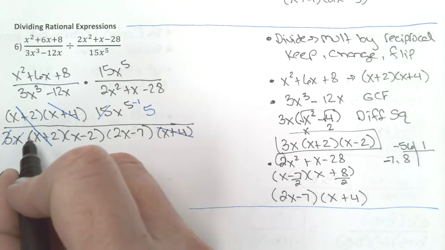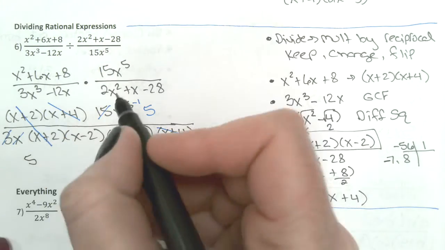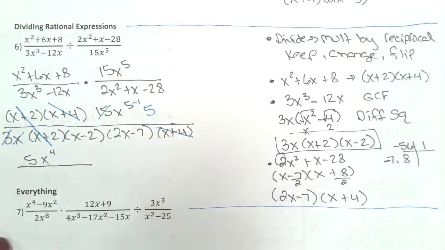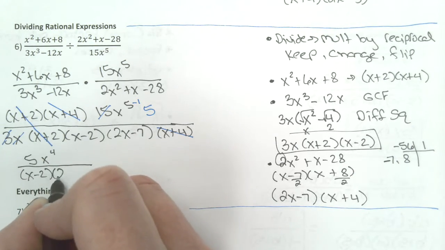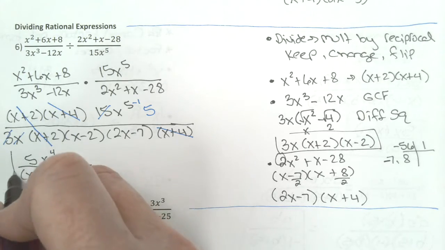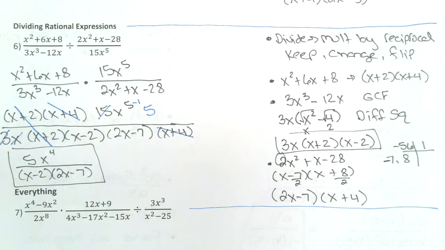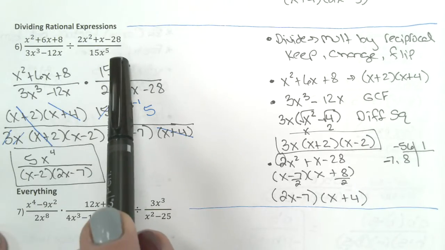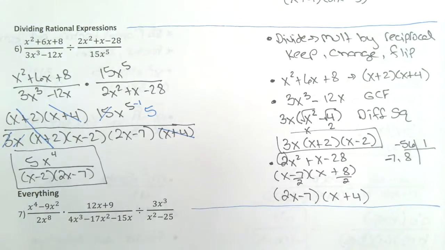All right, so let's clean this up. In the numerator, what is left? That 5, and then x to the 4th. And then on bottom, I have an x minus 2 and the 2x minus 7 that's left. That is how we divide rational expressions. We keep, change, flip, or multiply by the reciprocal, and then factor everything down, and then cancel.